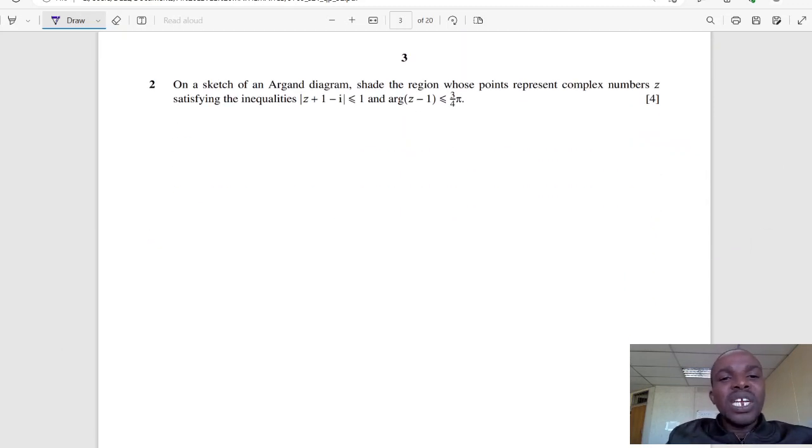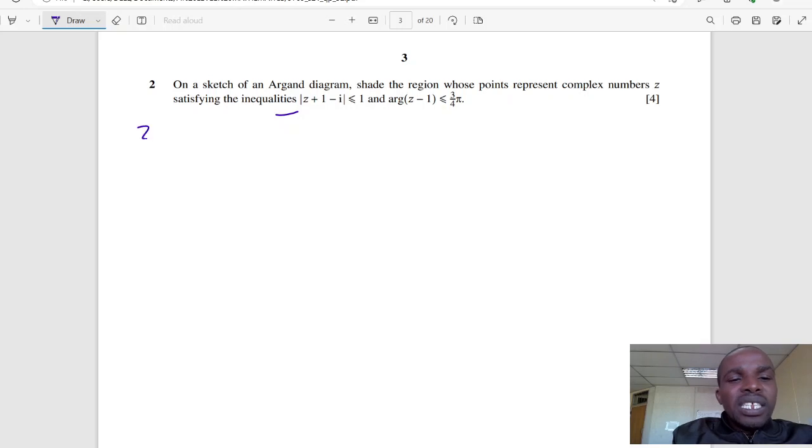On a sketch of an Argand diagram, shade the region whose points represent the complex number z, satisfying the inequalities. We have this first part, modulus of z times 1 minus i, less than or equal to 1. Then we have the argument of z minus 1 is less than or equal to 3 over 4 pi. Right, start simplifying with this first part.